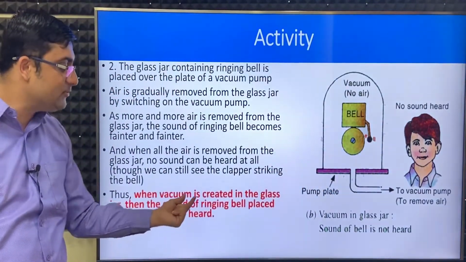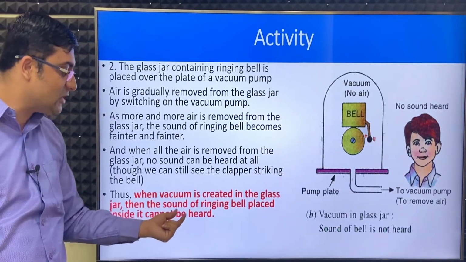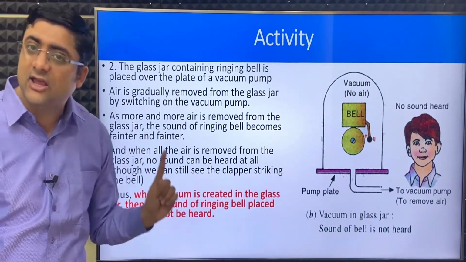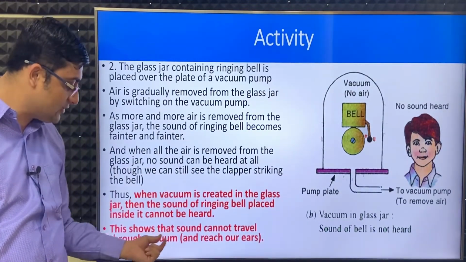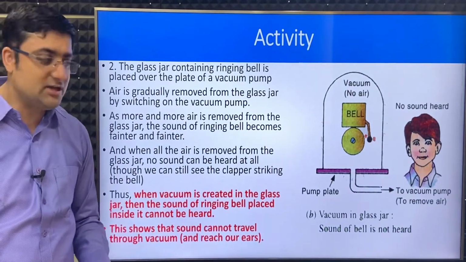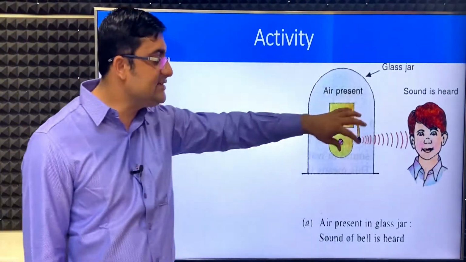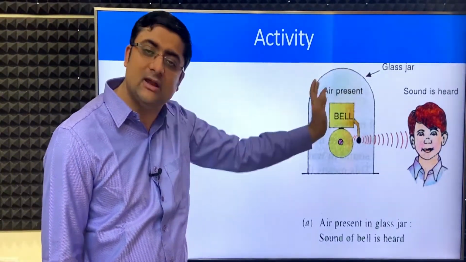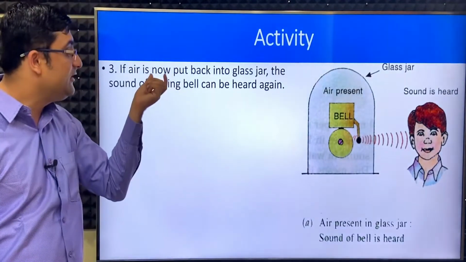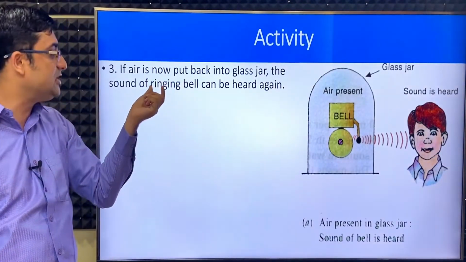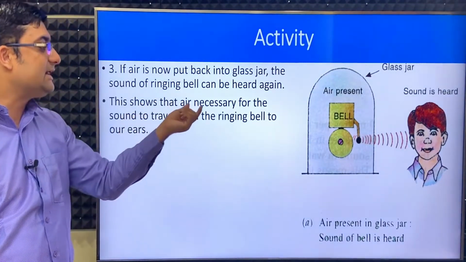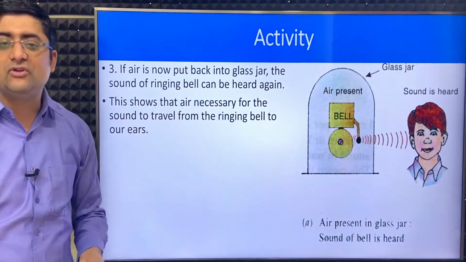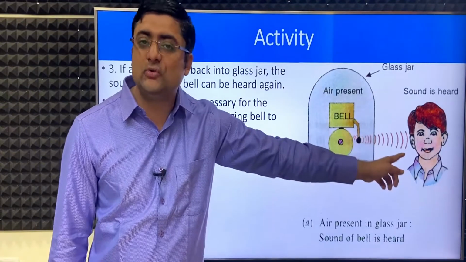Thus, when vacuum is created in the glass jar, the sound of the ringing bell placed inside it cannot be heard. Is it clear? This shows that sound cannot travel through vacuum and reach our ears. Next, what we do is we once again put in air. Once you put in air, again you can hear the sound. If air is now put back into the glass jar, then the sound of the ringing bell can be heard again. This shows that air is necessary for sound to travel from the ringing bell to our ears.